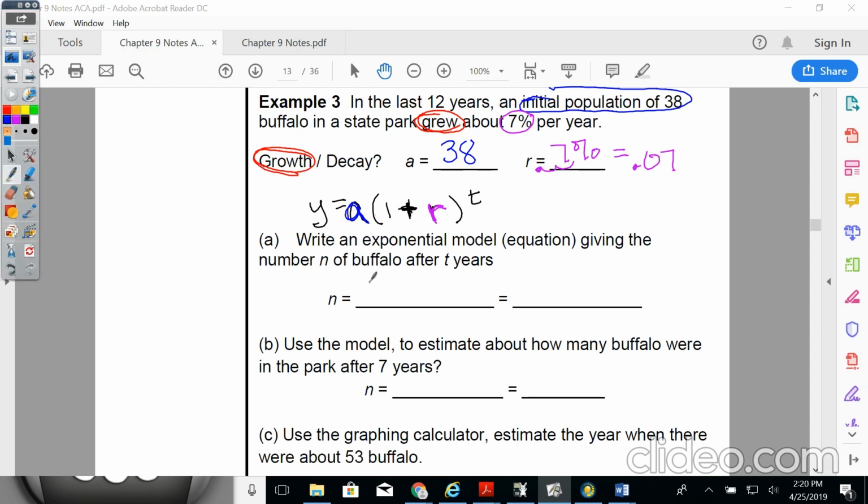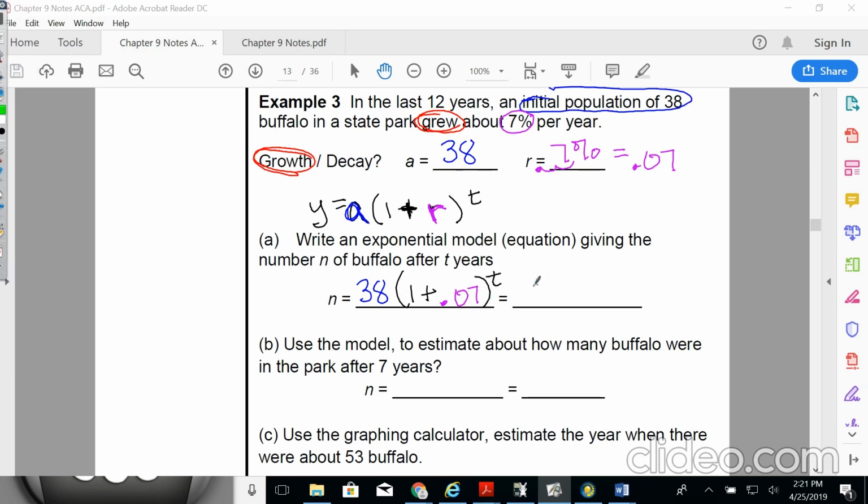So plugging it into the formula, we get a is 38. So 38 times (1 plus r), where r is 0.07. And we don't know what time is for the model, so we just leave it as t. So adding those together, 38 times 1.07 to the t power. So this would be our growth factor if that's what it asks for. It's the entire base, but we really don't need that part here.